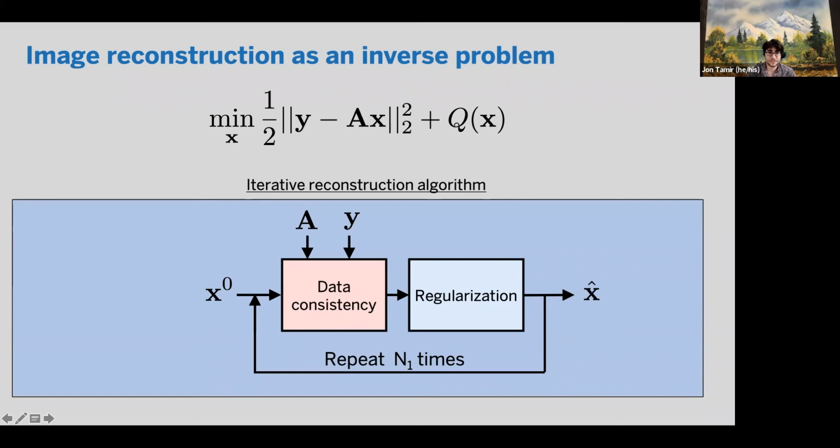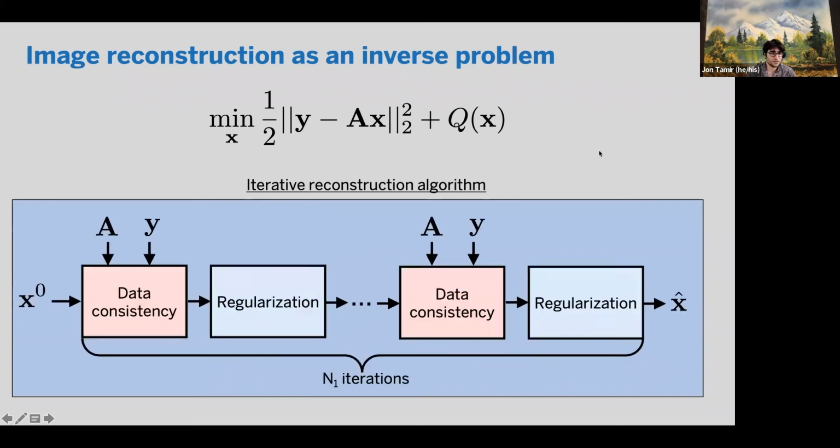Now, we could also represent this iterative reconstruction by representing each iteration as a separate block. And this is commonly done moving to the next step, just as a way of representing the same iterative algorithm, where we iteratively apply data consistency and regularization. And so this forms the backbone of all of these underdetermined inverse problems for MR in the before time.